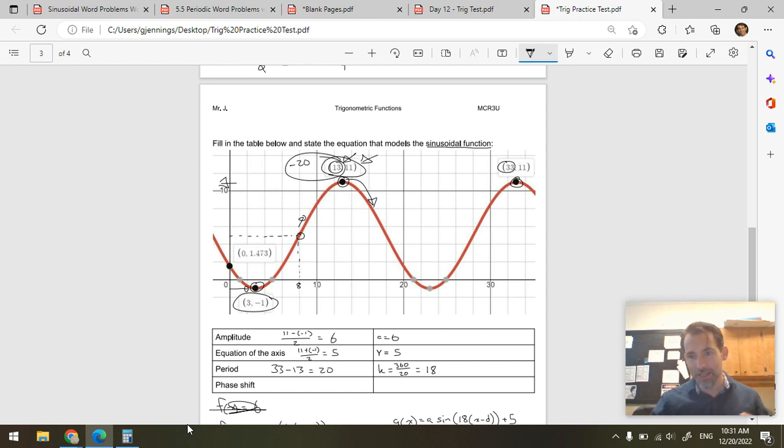So if I know that that's the point (8, 5), and that was normally the starting point, I need to move it 8 in that direction, so minus 8. Right? So d is positive 8, and so we have x minus 8 in the function.